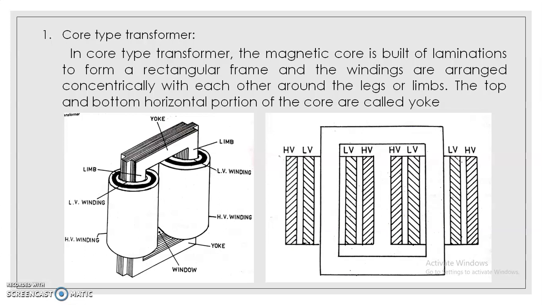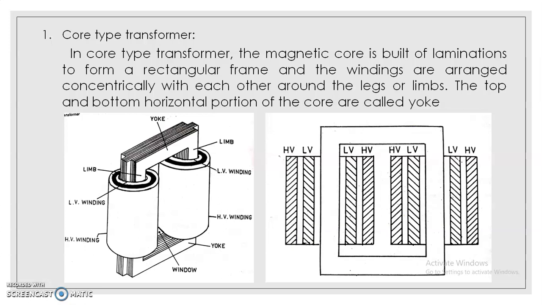Concentrical means you can observe that on the limb circular parts are shown. Inside that circular part it is mentioned LV winding, and that black portion is nothing but an insulating layer, and again on the outer side of that insulating part it is mentioned HV winding. It is placed like that: LV winding inside, then insulation, then the outer part is the HV winding. It is called concentrical type. So it is wound around the legs or limbs. The top and bottom horizontal portion of the core are called the yoke.